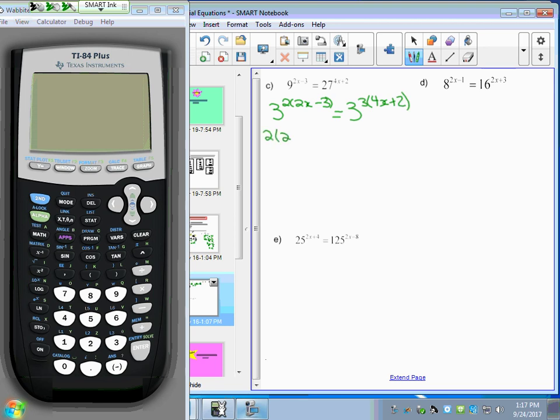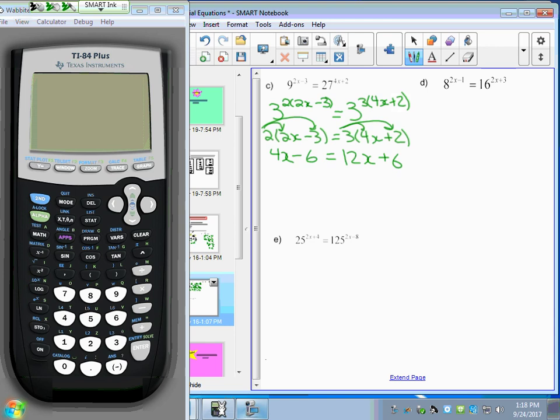We have 2 times 2x minus 3 equals 3 times 4x plus 2. So I noticed that on your exam, we were having a little bit of trouble distributing. We tend to multiply the first one by, but we forgot to multiply 2 times the negative 3 as well. So please don't forget that. So 2 times 2x is 4x. 2 times negative 3 is negative 6. Have to do the same thing on this side. We get 12x plus 6. 3 times 4x, 3 times 2.